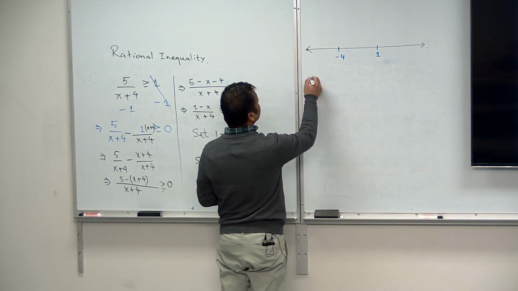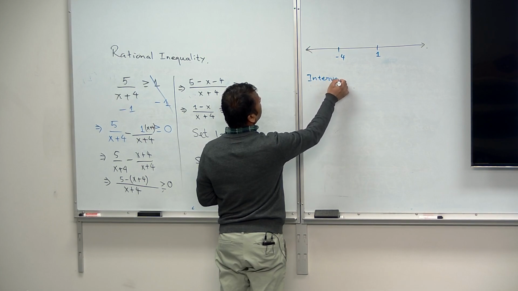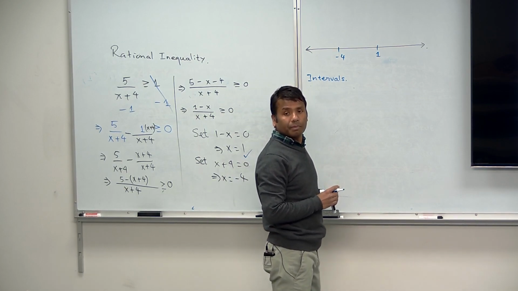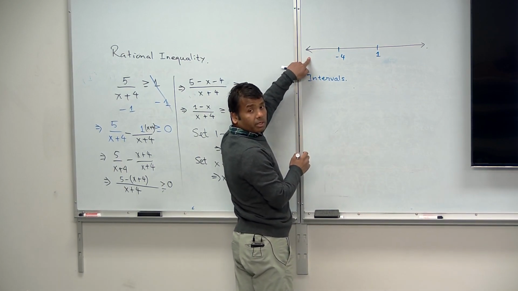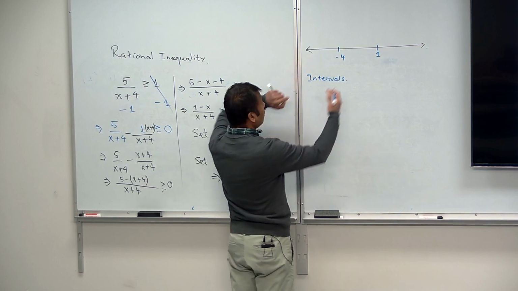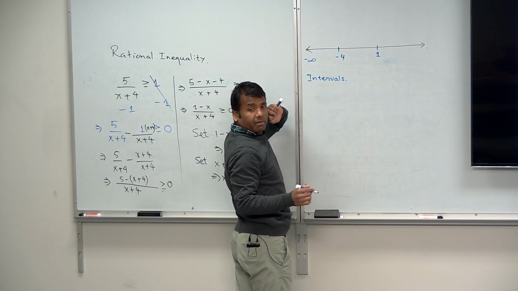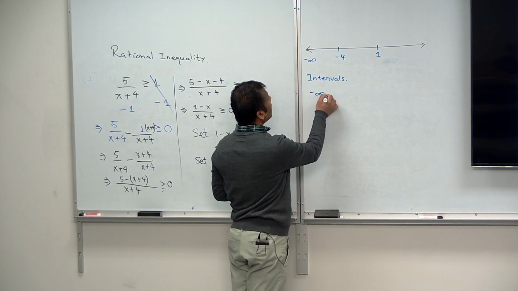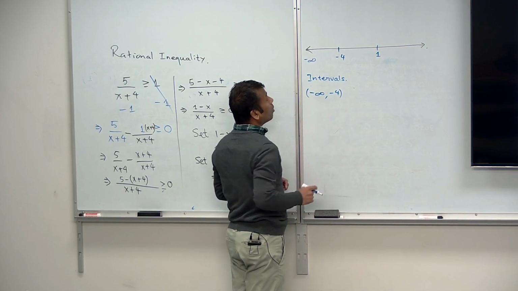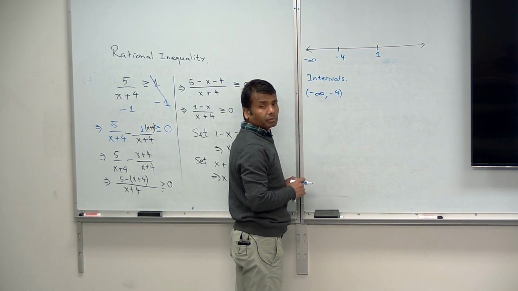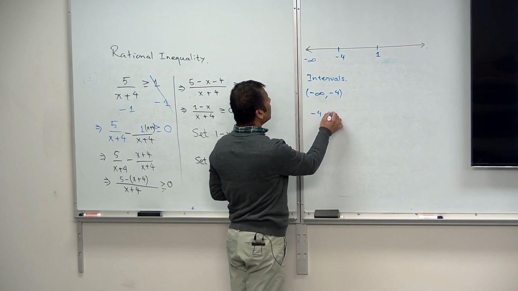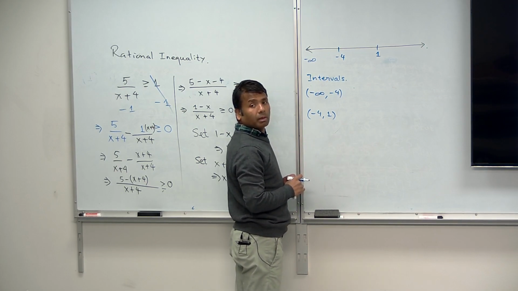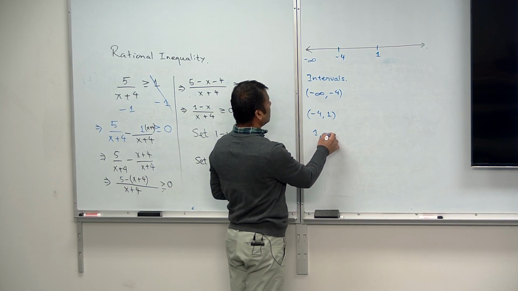So what are the intervals, guys? Can you identify the intervals determined by negative 4 and positive 1? The first interval is to the far left. We have negative infinity. So what will be the first interval? Yes, negative infinity, comma negative 4. What will be the second interval? Negative 4, comma 1. What will be the third one? 1, comma positive infinity.